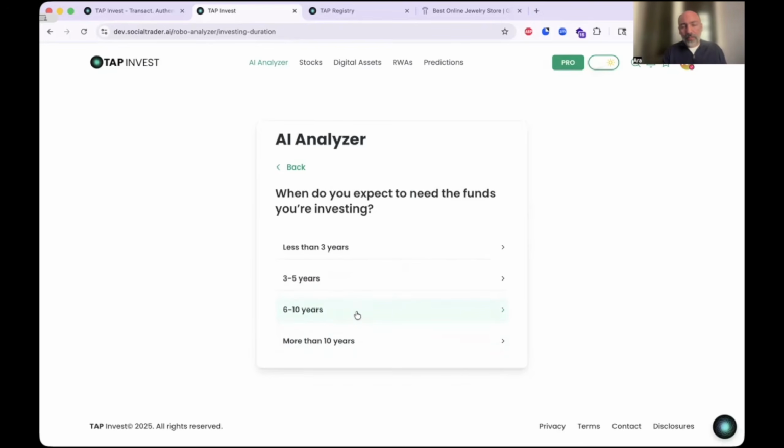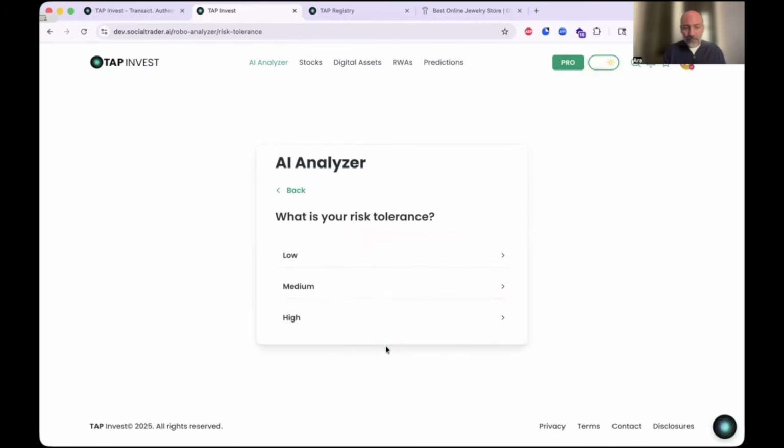A very important next step in knowing the best for your goals is knowing how soon you're going to need the funds you're investing. Depending on what your goal is, you might need the funds sooner than somebody else. In this case, we'll say more than 10 years.